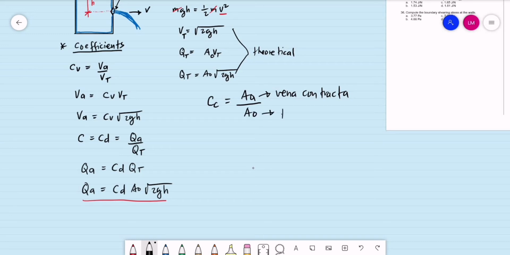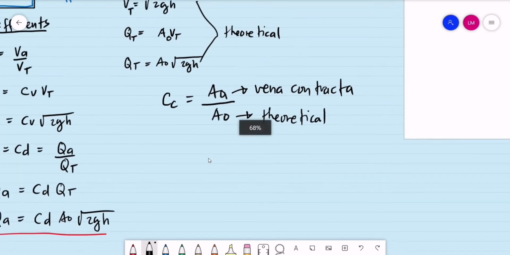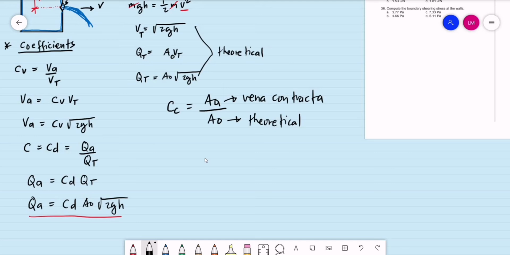Kino-consider natin na theoretical yung mismong dimension ng maliit na butas. For a reason, yun nga, hindi naman na ma-maximize yung kanyang cross-sectional area. So we have the coefficient of contraction is the area actual over the area of the orifice.